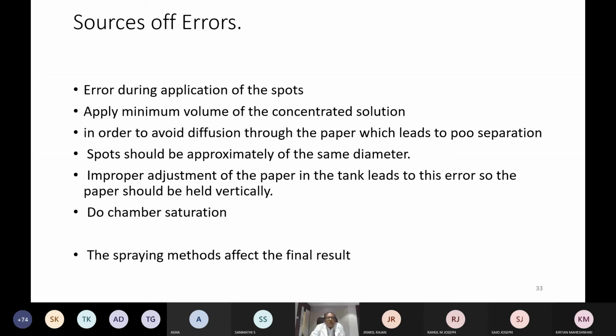Improper adjustment of the paper in the tank leads to error, so the paper should be held vertically. While keeping the filter paper in the container or chamber, it should be kept strictly in a vertical manner only. And the spraying method affects the final result. Spraying of this ninhydrin solution should be properly done, otherwise the spots may overlap each other, and you will be unable to find out which amino acid is separated.